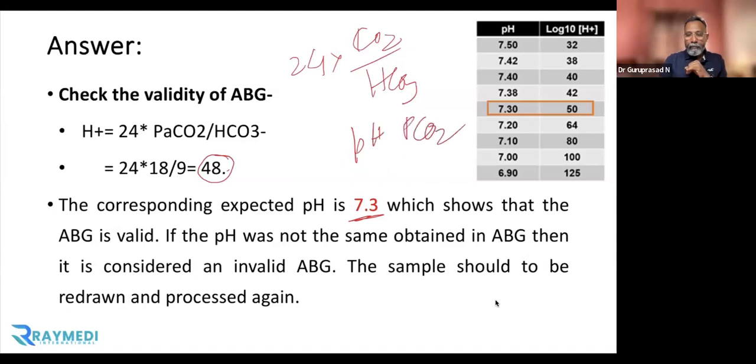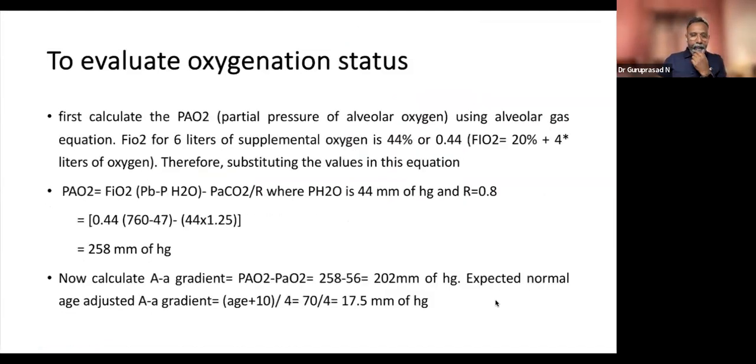Okay, the machine calculates the bicarb using the Henderson-Hasselbalch equation. So there is no chance of you having an invalid ABG. Next, once you know the validity, now you check for the oxygenation status.